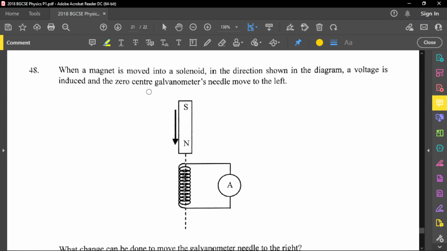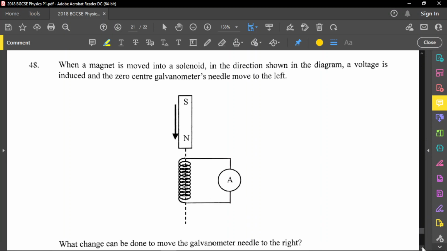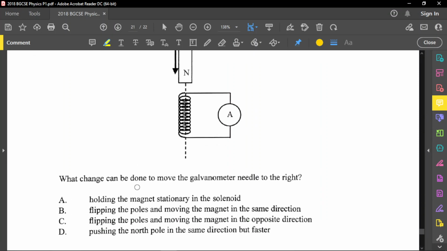It said when a magnet is moved into the solenoid in the direction shown in the diagram, a voltage is induced and the zero-center galvanometer needle moves towards the left. So the magnet is going down towards that, and the galvanometer needle will move, or deflect, towards the left. It said what change can be done to move the galvanometer needle to the right.